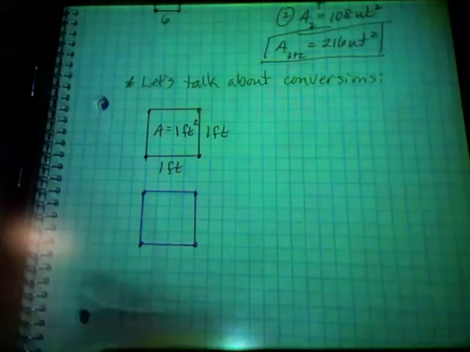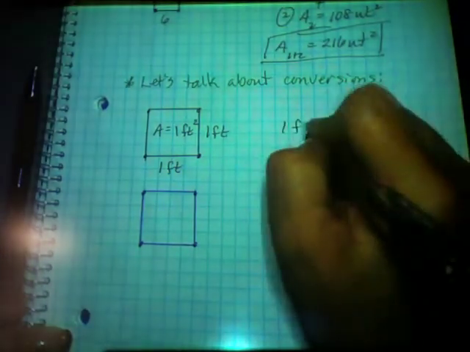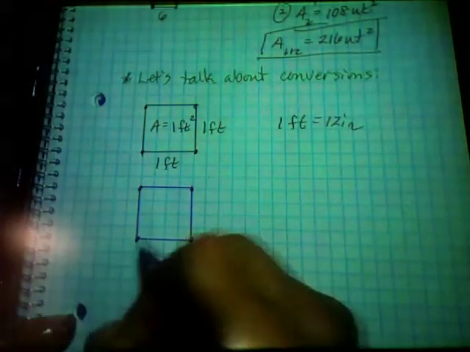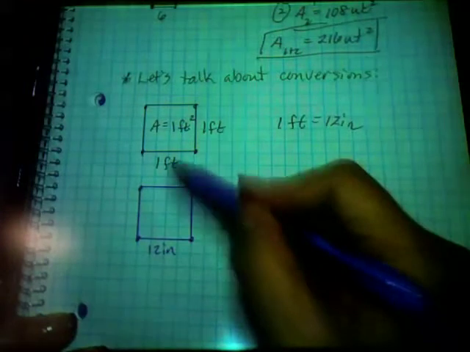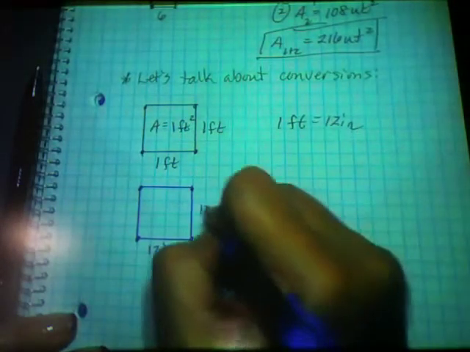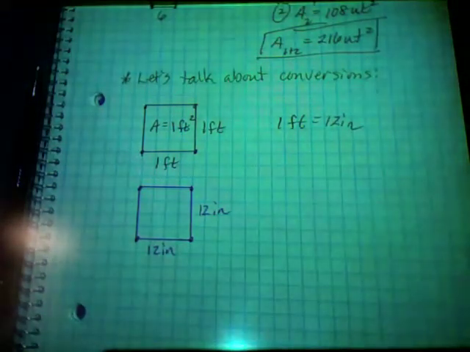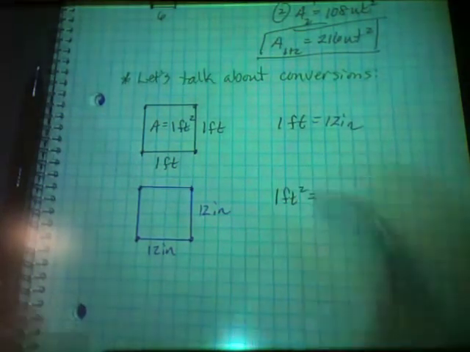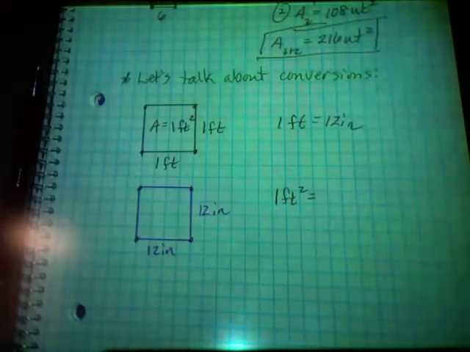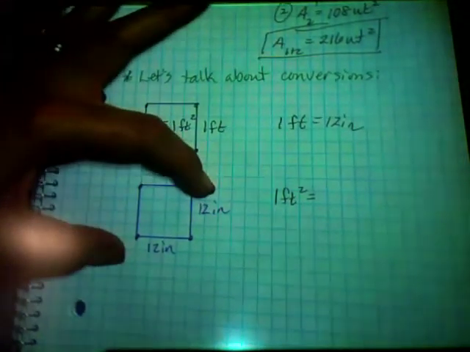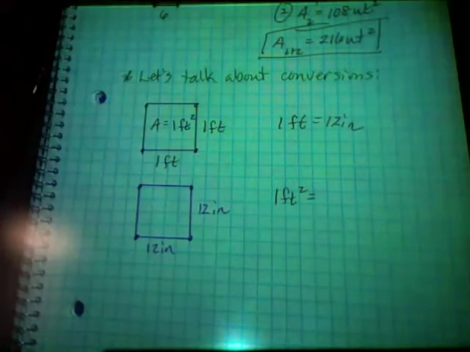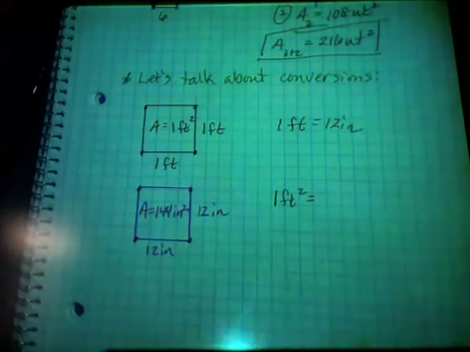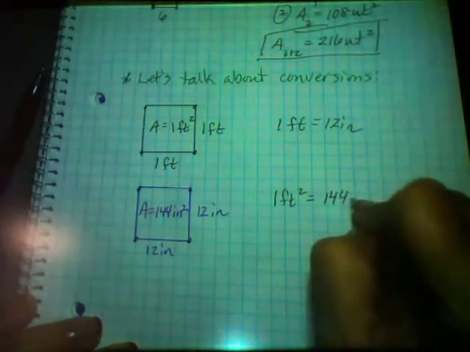And so we've got, if 1 foot equals 12 inches, then I'm going to let this side be 12 inches because I'm replacing 1 foot with 12 inches, and this side is also going to be 12 inches. So that means that 1 foot squared is equal to how many squared inches? What's length times width? Yep, 12 times 12 is 144. So the area here is 144 square inches. And so 1 square foot is equal to 144 square inches.